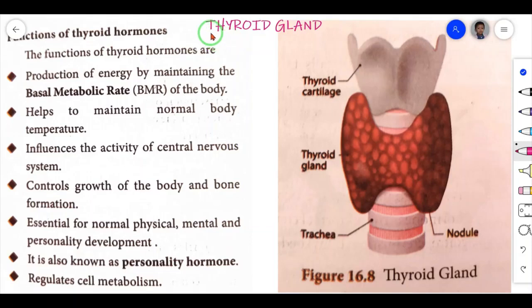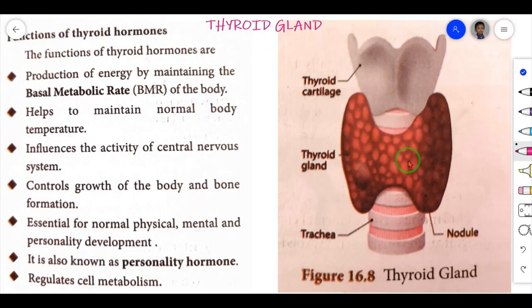Now we are going to discuss the thyroid gland. Where is it located? The thyroid gland is located in our neck region. It is composed of 2 lobes. How many lobes are present in the thyroid gland? 2 lobes, the right lobe and the left lobe. The thyroid gland is composed of 2 distinct lobes lying one on either side of the trachea.